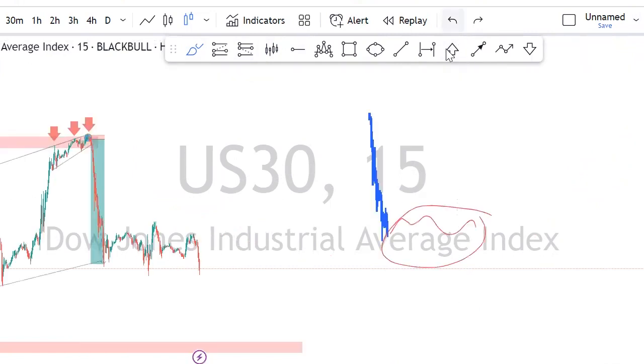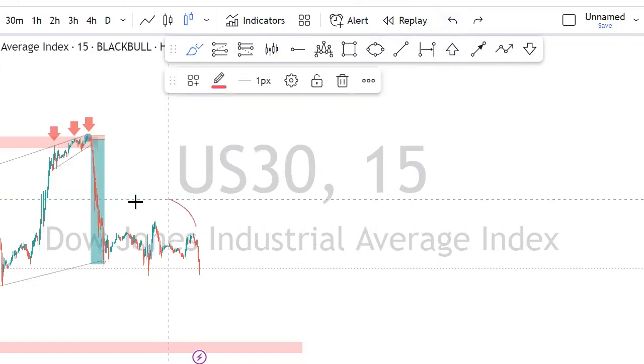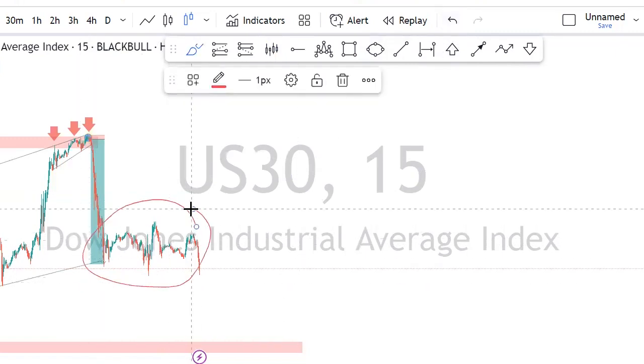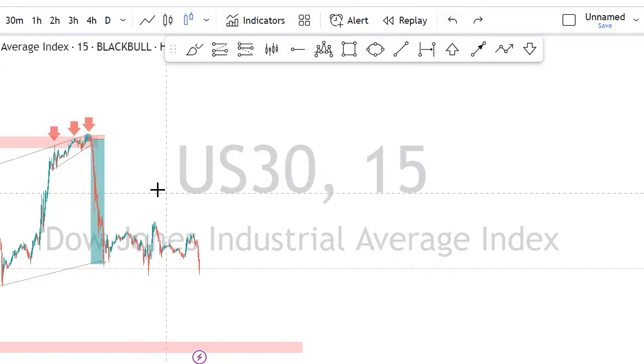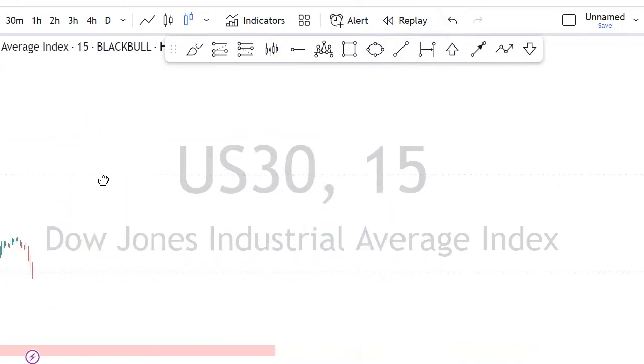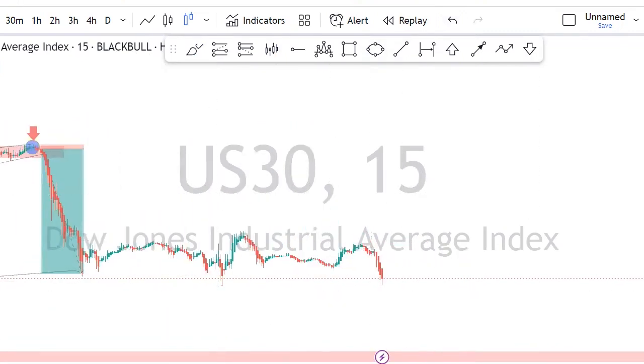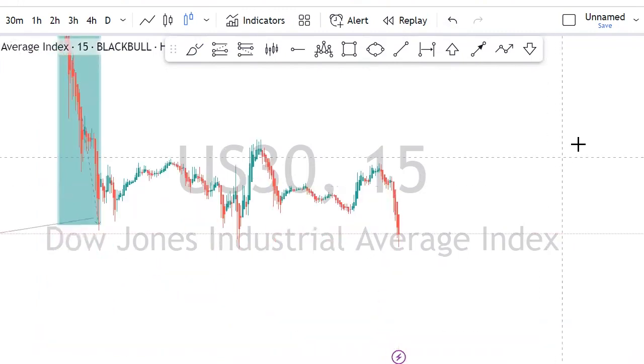So what do we have here? What do we have here? Just take a guess, comment down below. Okay, some of you guys are saying a continuation. Those who are saying a continuation, you guys are correct. Okay, so let's just figure out the parameters of our correction.